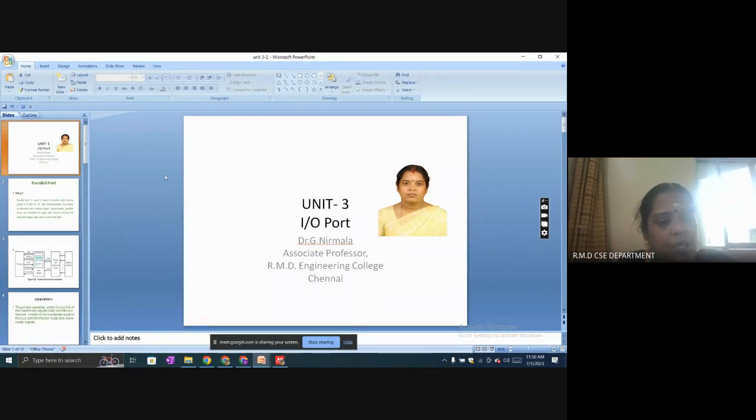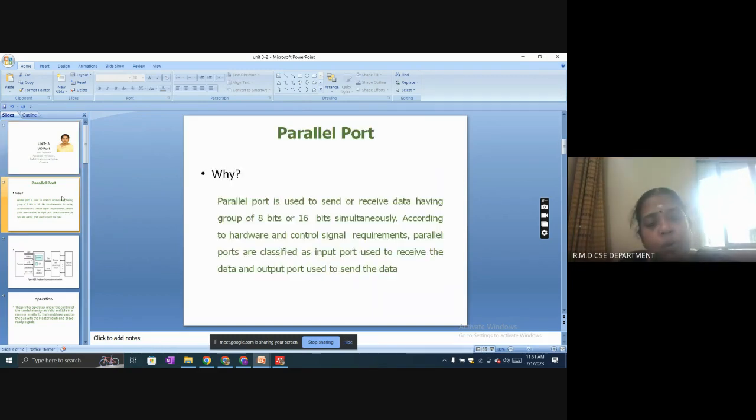So, what actually is the I/O port? It is how the data transfer takes place between the devices and the processor with the help of an I/O. I/O is input-output. There are two types of port: one is called the parallel port and the other is the serial port. In the serial port, you will transfer the data only one bit at a time, whereas in the parallel port, it will send and receive the data simultaneously.